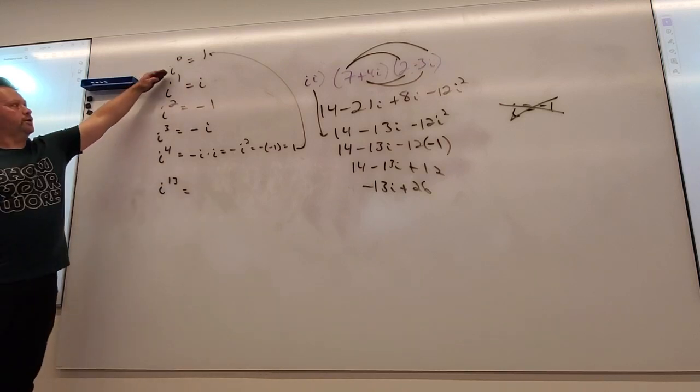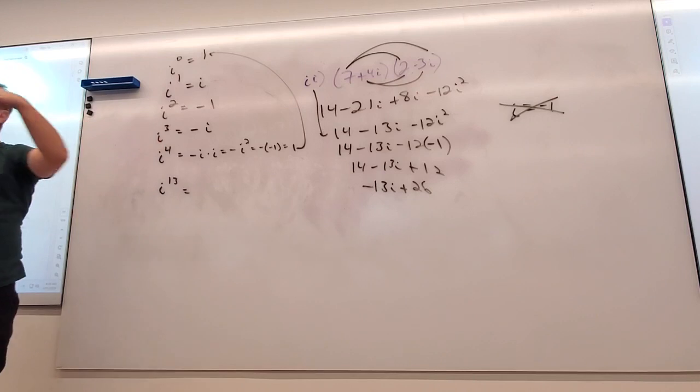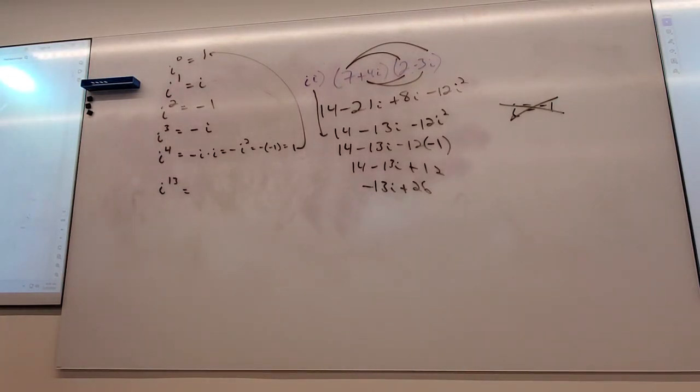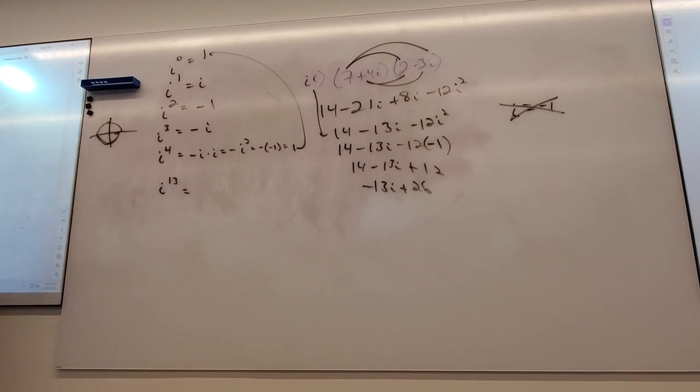How often does it restart at 1? Every fourth one. So i to the 8th would be 1. i to the 12th is 1. You guys see, every fourth one it comes back. And again, remember, it's all based on 1, 2, 3, 4. Every fourth one, it kind of restarts, yes?